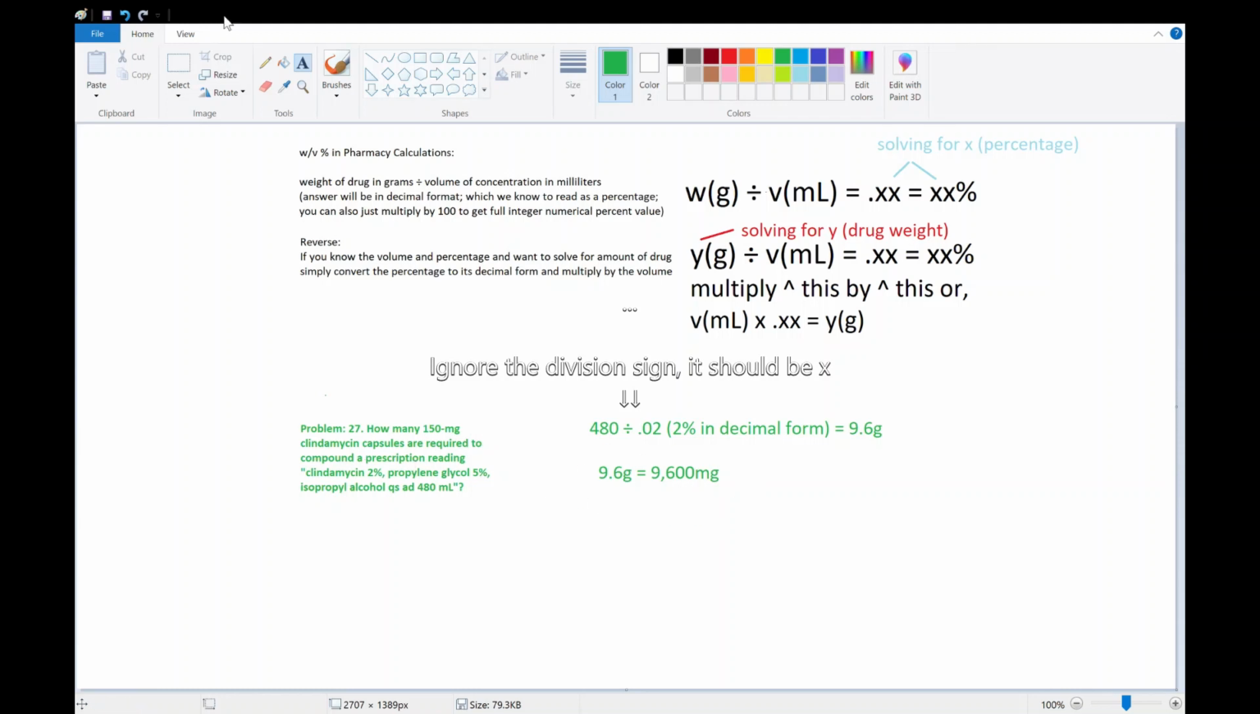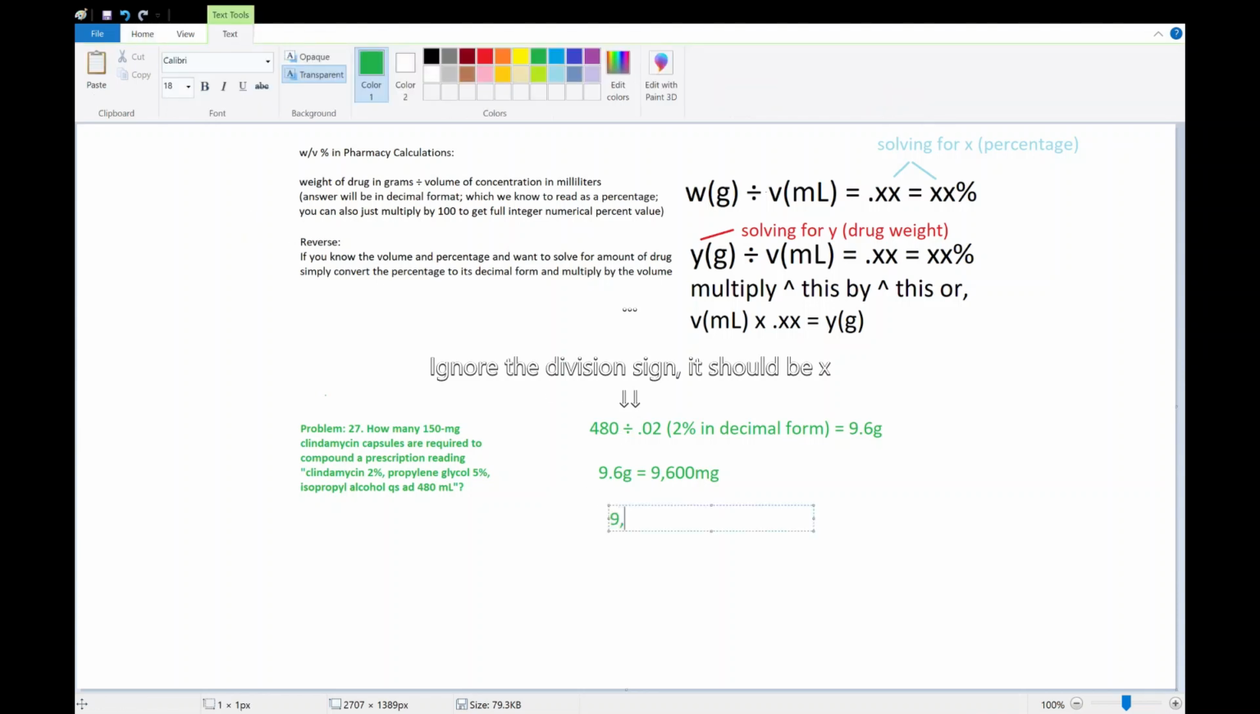So the only step we have left is to take the total amount of clindamycin present in the 480 ml, expressed in milligrams, and we know that there are 150 milligrams in each capsule. So how many capsules do we require to fill up to this volume of 480 ml? Well, we are simply going to take 9,600 and divide by 150, and we get 64 capsules. Okay, I hope you all found this helpful.